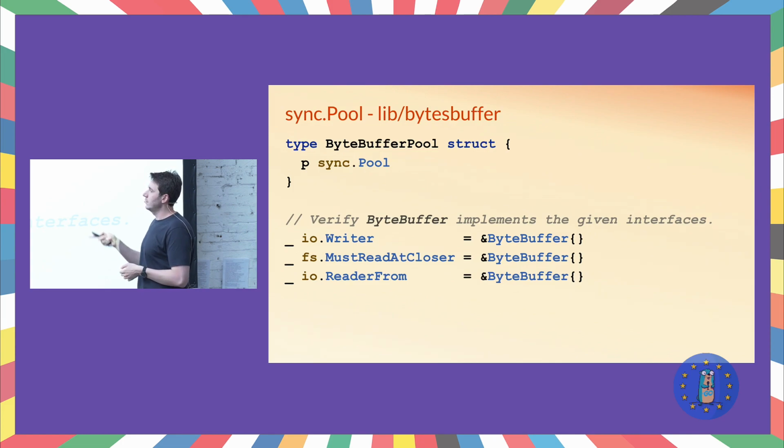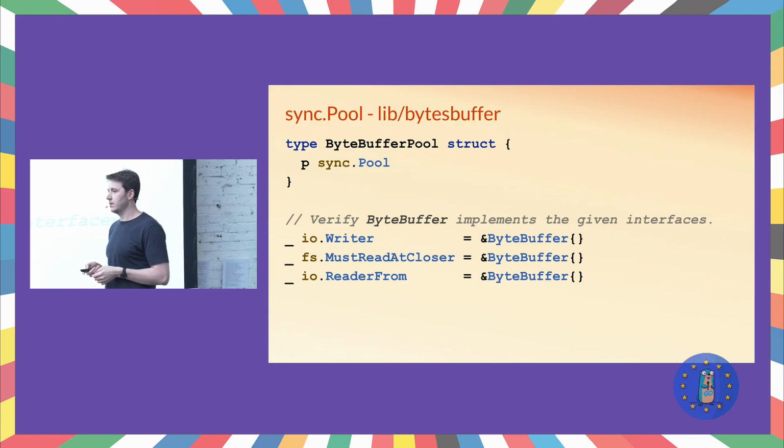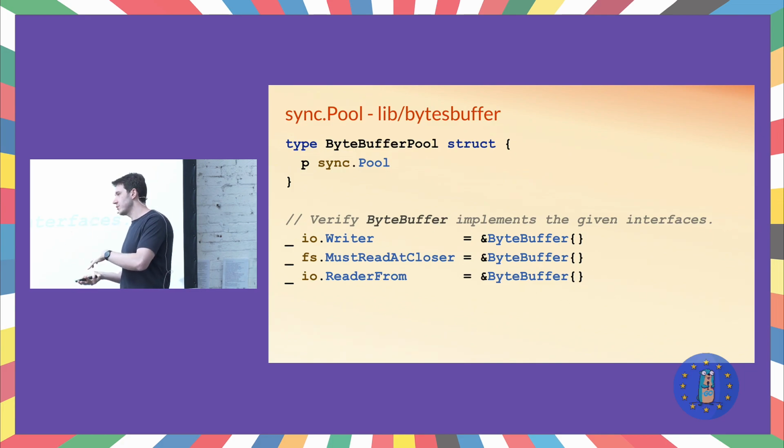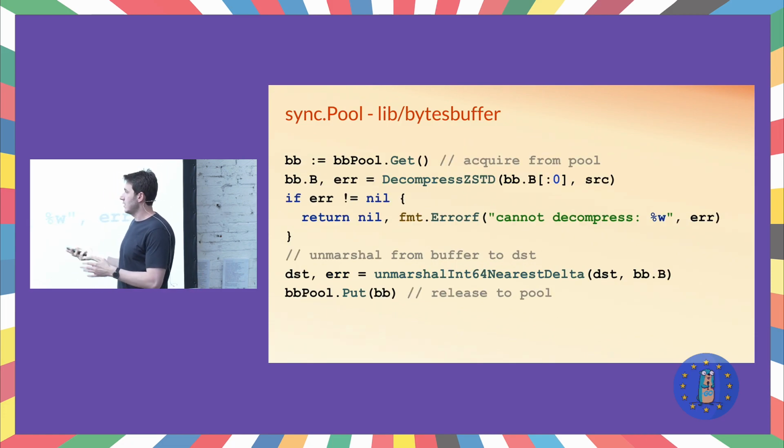Okay, inside VictoriaMetrics we also have an implementation of byte buffer based on sync pool, and byte buffer is really commonly used across the whole code base, because we use it for decompressing data blocks, for parsing metric names and label names in many cases. And here's how many interfaces it supports internally.